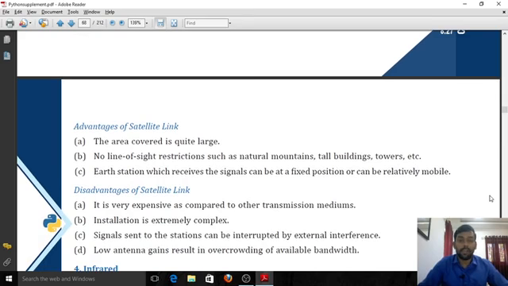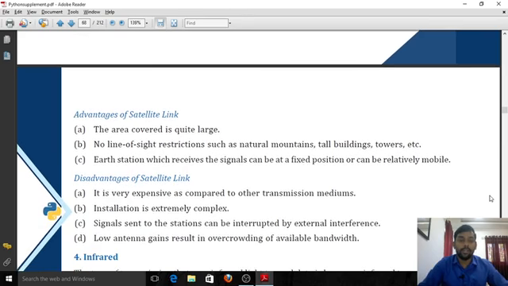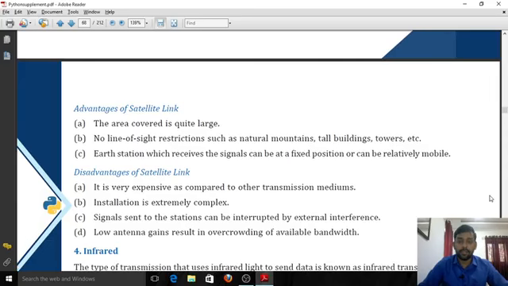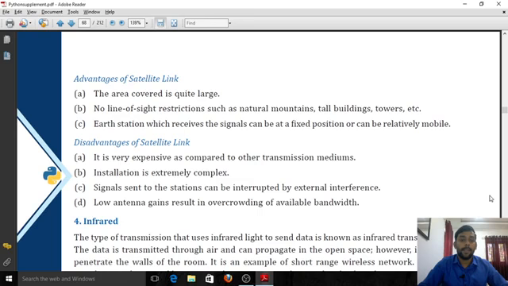Then no line of sight communication is needed. Earth station receivers can be at a fixed position or can be relatively mobile. Then, based on the placement of the satellite, we have different orbits: Geostationary Earth orbit, medium Earth orbit, and low Earth orbit.